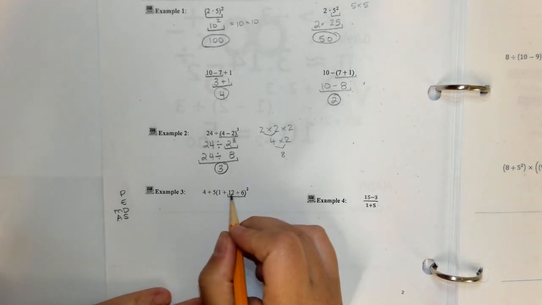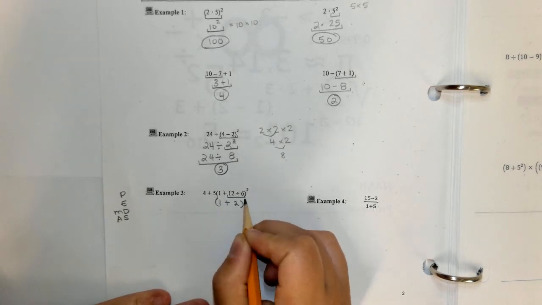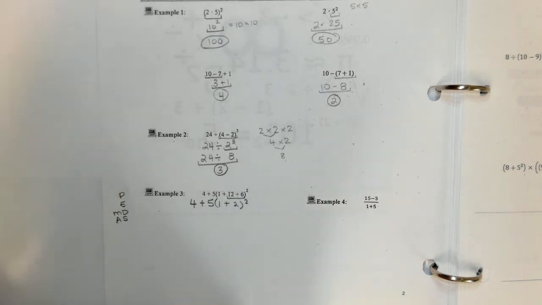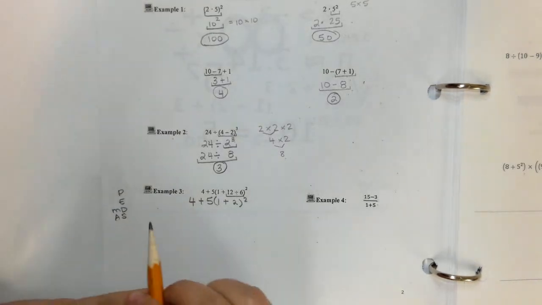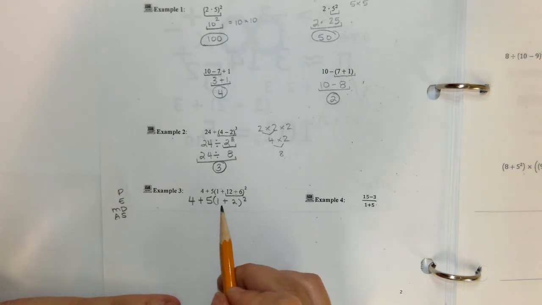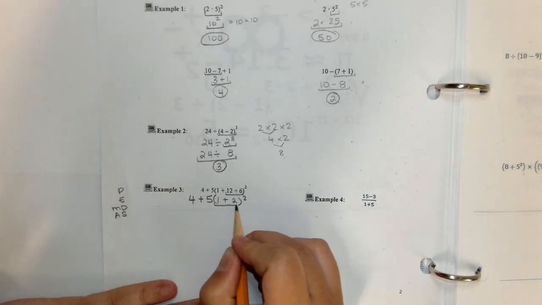Okay. So 12 divided by 6 is 2. So I'm going to bring down everything around it. Make sure you don't forget any of those pieces. Okay, now I have to keep working on those parentheses. Now there's only one operation left in the parentheses, addition, so that's what I'm going to do next.